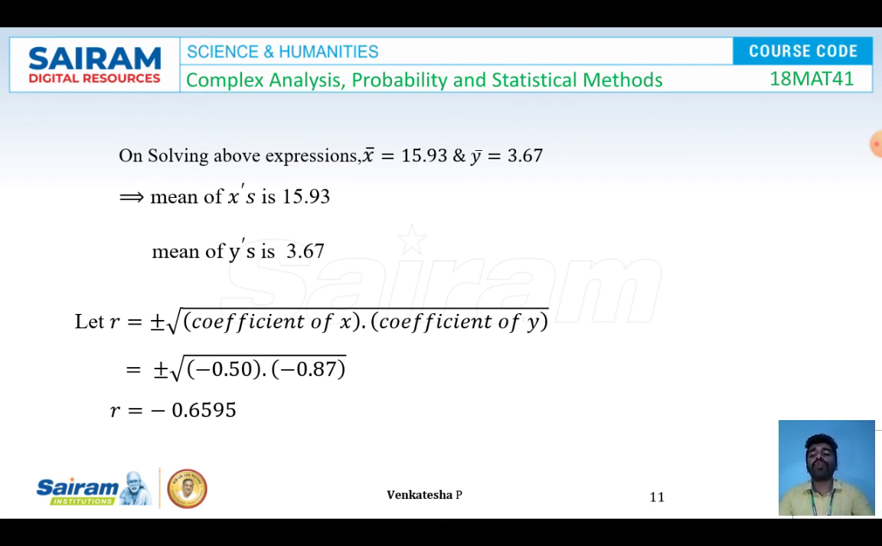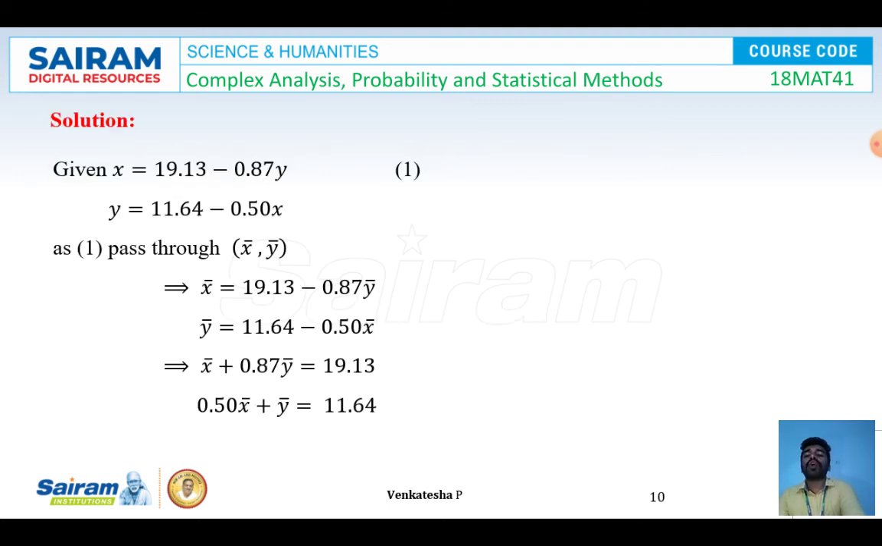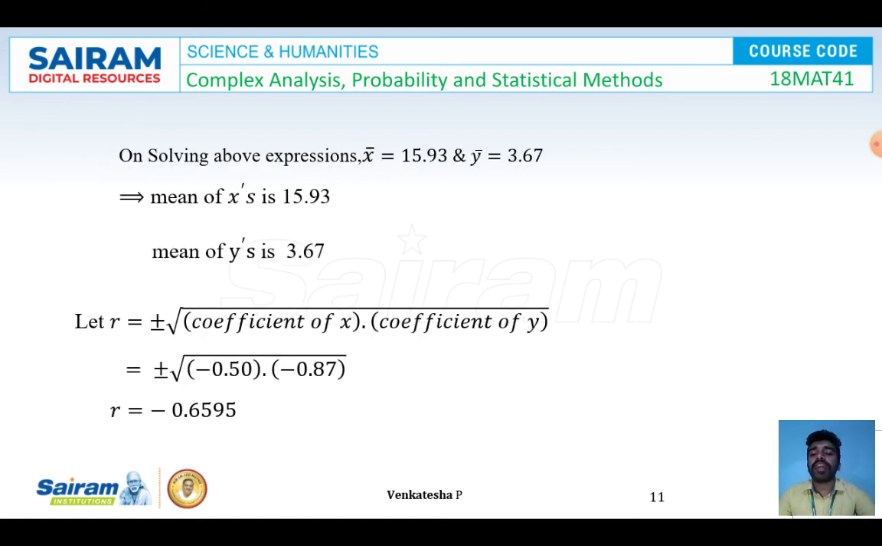So now I am going to find the correlation coefficient value. The formula is r is equal to plus or minus square root of coefficient of x into coefficient of y. So in the given equations, the coefficient of x is minus 0.50 and the coefficient of y is minus 0.87. Now I'll be replacing these two values in the equation. R is equal to plus or minus square root of minus 0.50 into minus 0.87. So I got the value of r is equal to minus 0.6595, because both are negative here, so the value of r will be negative.